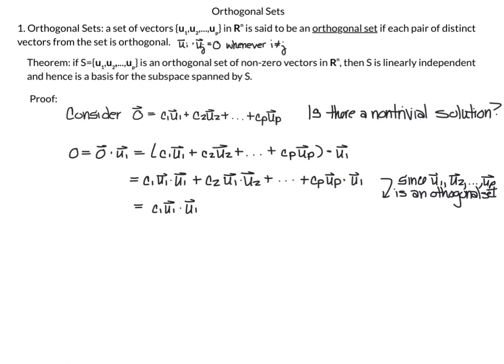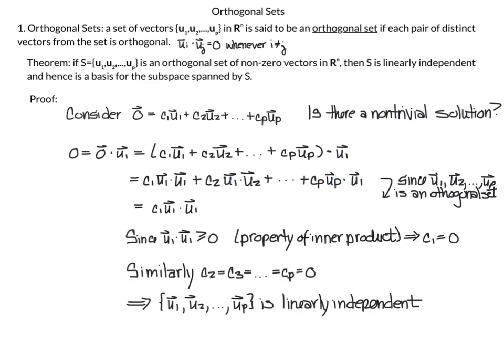But the next step is, since u1, u2 up to up is an orthogonal set, all of these terms over here are going to 0 when i does not equal j. These all go to 0, and we're left with c1 u1 dot u1. And also, since u1 dot u1 is greater than 0, that's a property of inner products, that must mean that c1 must be equal to 0. So this is our first conclusion. We can similarly conclude c2, c3, up to cp are equal to 0 using the same argument.